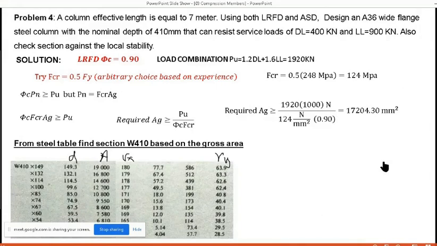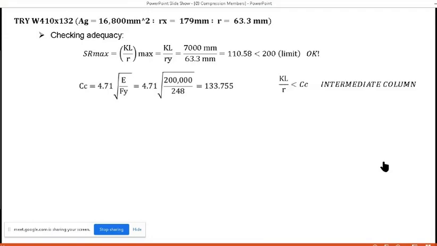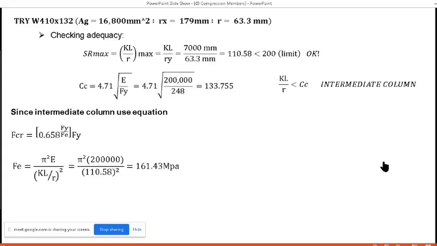I-check lang natin kung papasa pa rin siya. Kasi minsan, yung value natin na susunod, papasa. Minsan, hindi naman. Diba? So we need to check. So we need to try 410 by 132. So checking yung adequacy natin. Yan yung type of column natin. So ulitin nyo lang din yung gagawin ninyo. So we need to use this equation, solve for FE, and solve for the value of FCR. And then you need to compare yung design strength doon sa ating ultimate load.